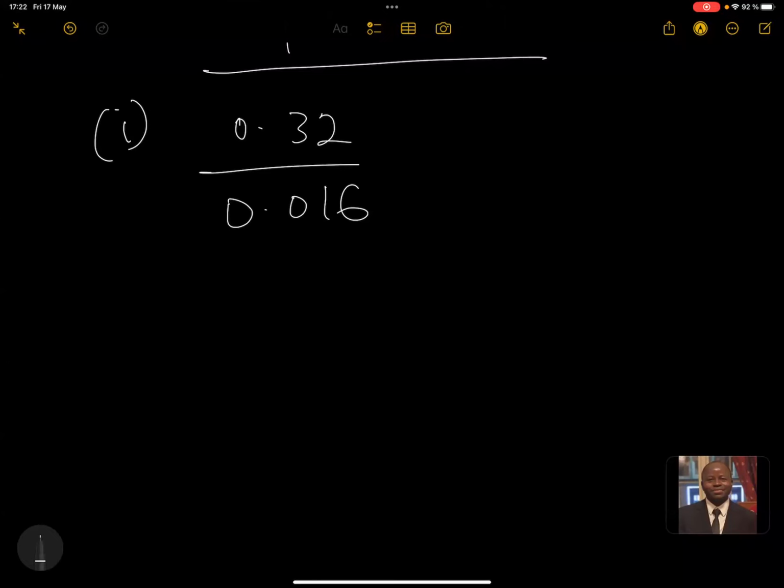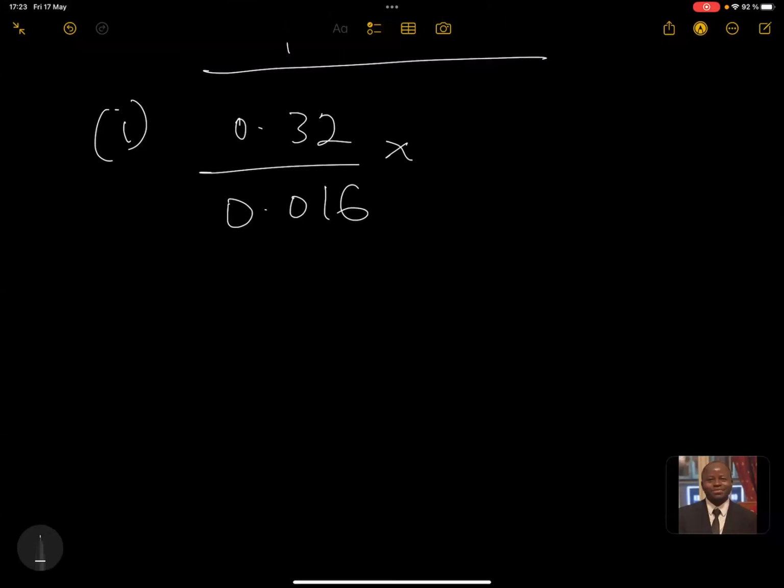So for you to know which of these multiples of 10 you should use to multiply, you just count. The denominator is the main concern here. And when you look at the denominator in this particular example, there are 3 digits after the point. So that means we are going to multiply with a multiple of 10 that has 3 zeros. A multiple of 10 that has 3 zeros is nothing but 1,000.